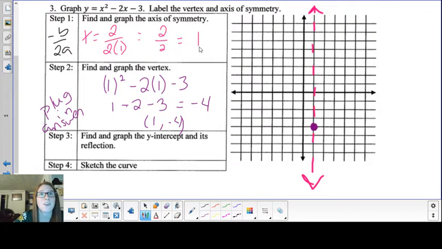So whatever answer I get here will get plugged into the problem in step 2. That answer is going to tell me where I'm going to be at, either up or down. In this case, we were down 4.